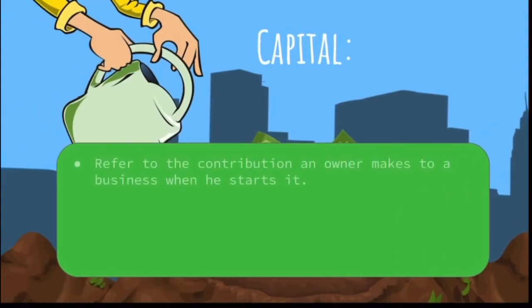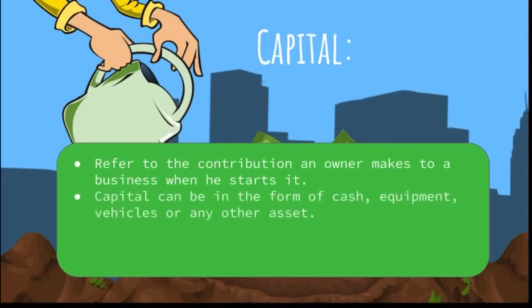Capital refers to the contribution an owner makes to a business when it started. Capital can be in the form of cash, equipment, vehicles, or other assets. Now, we will later on see what assets are. Capital increases the value of the ownership.